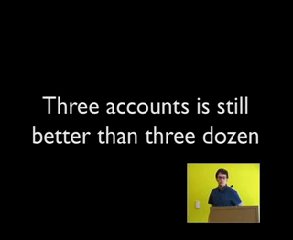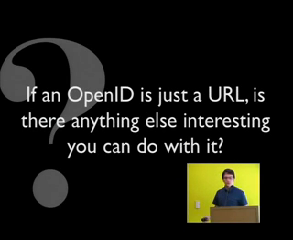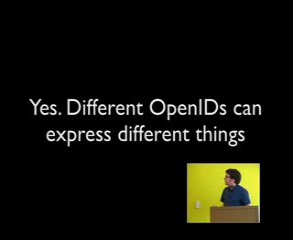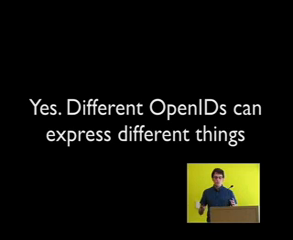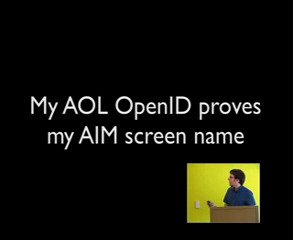Now, if an OpenID is just a URL, is there anything else interesting that you can do with it aside from signing into things? And, well, yes, there is. Different OpenIDs can express different things. And I think this is one of the things that makes OpenID so interesting. So I've shown you a bunch already, but my AOL OpenID embeds my AOL Instant Messenger screen name. So if I sign into a service with that, the service now knows how it can send me instant messages.